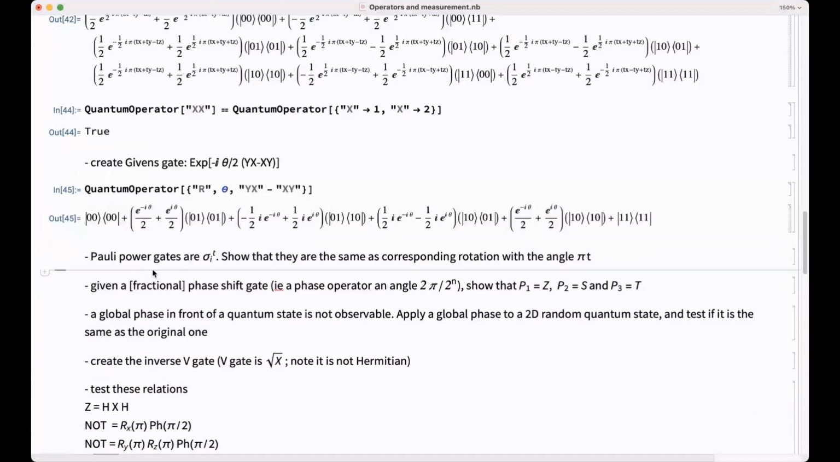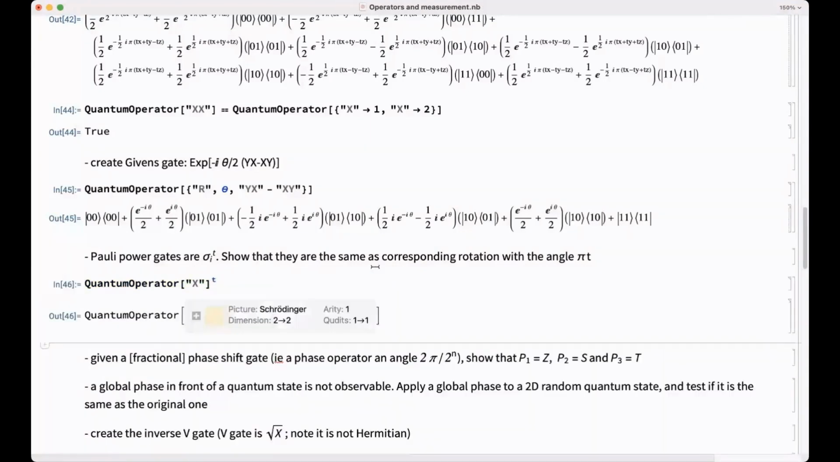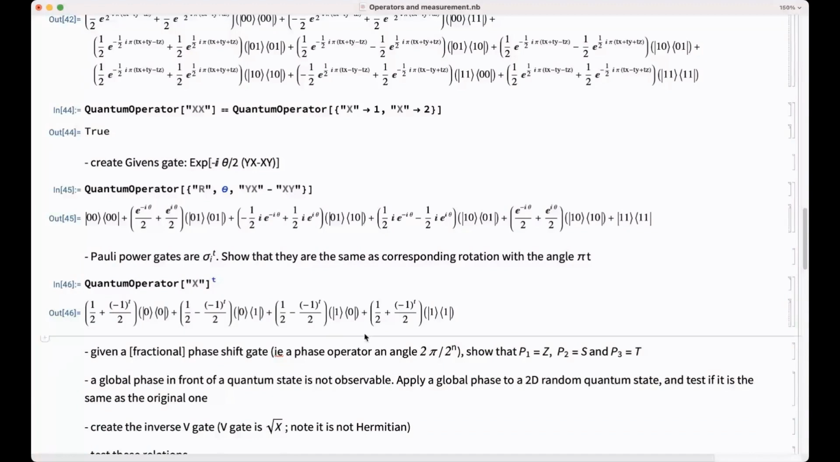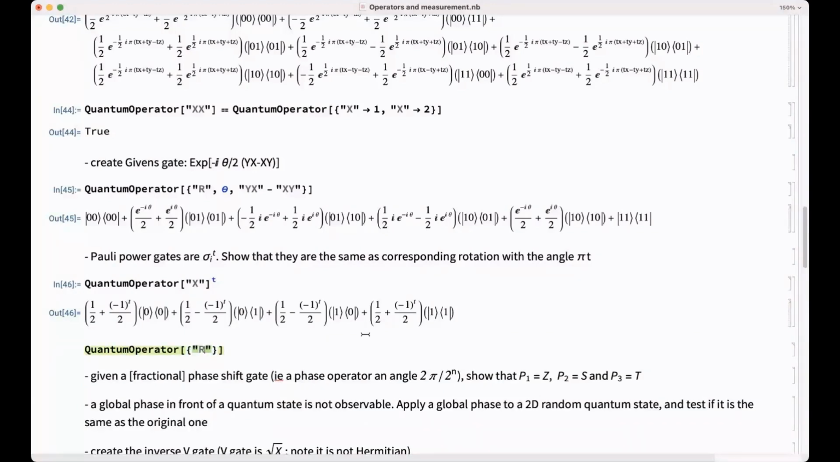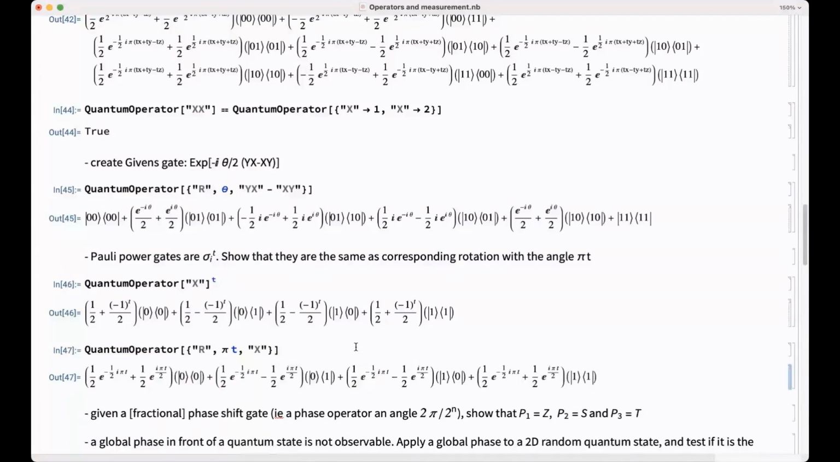Okay, next one, you would see a lot, especially for variational approaches, the power gates, Pauli power gates. So it's literally a Pauli operator raised to a power. It says show that it's the same as rotation along the same angle. So for the rotation, there are two ways: you can either go with the generic definition and just wrap it around, simplify.